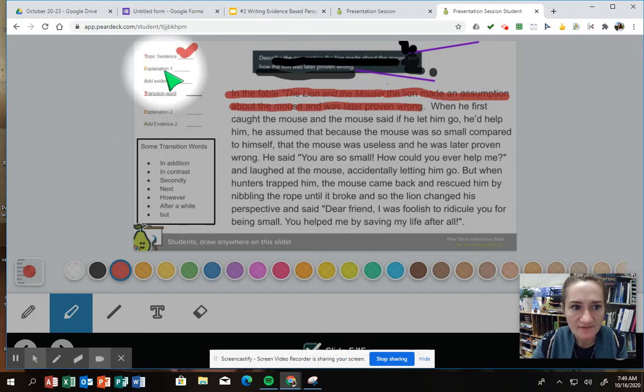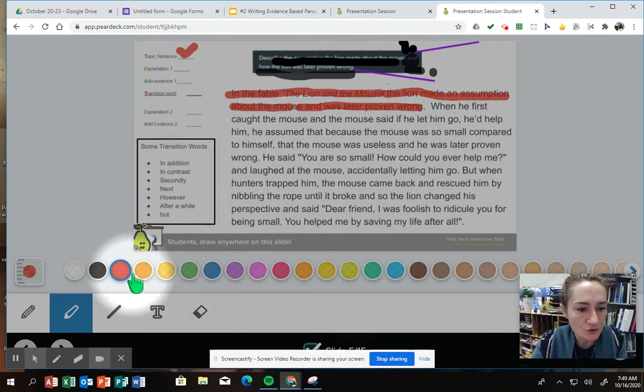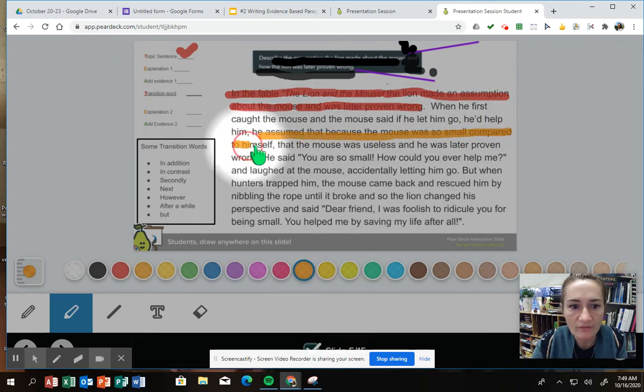Next, I'm looking to see if they explain. This is the first explanation, and it would go along with the first thing we put a one next to, the assumption the lion made about the mouse. So we're looking to see, did they talk about what the lion assumed or judged about the mouse? And I remember that they did. They said that, get my orange, he assumed that because the mouse was small compared to himself, that the mouse was useless, and he was later proven wrong. So that goes directly with that question.